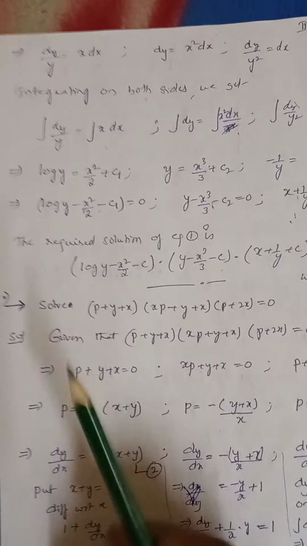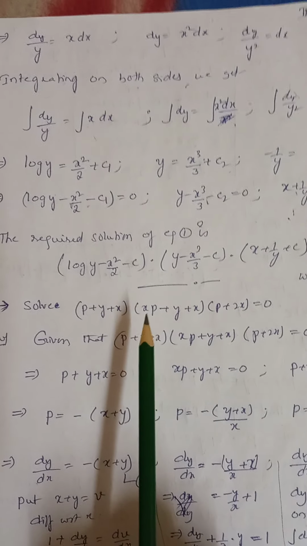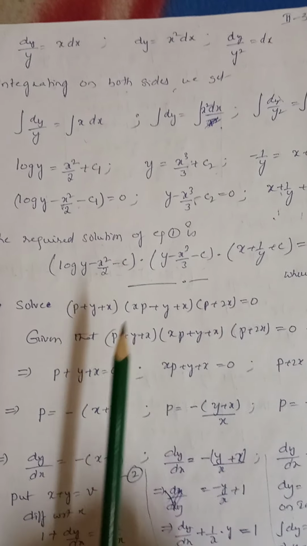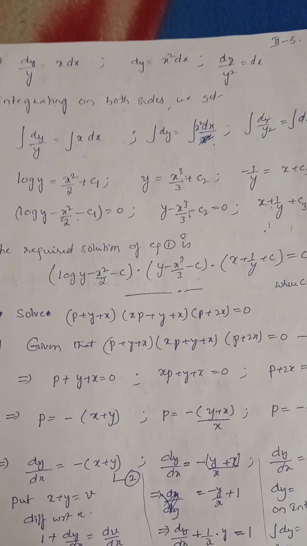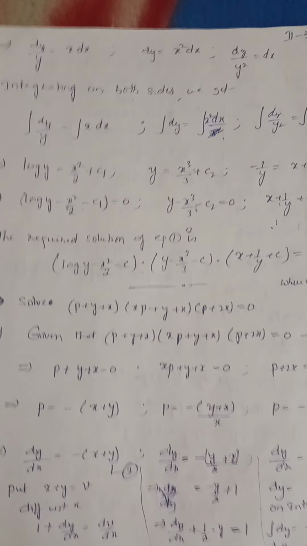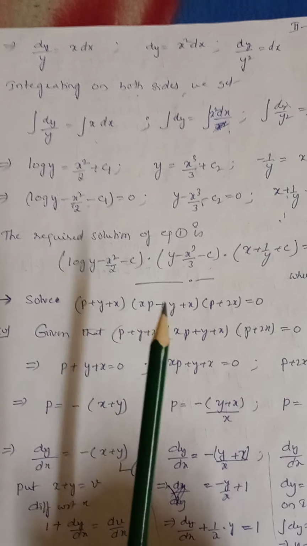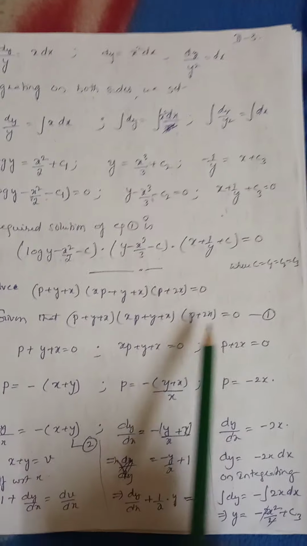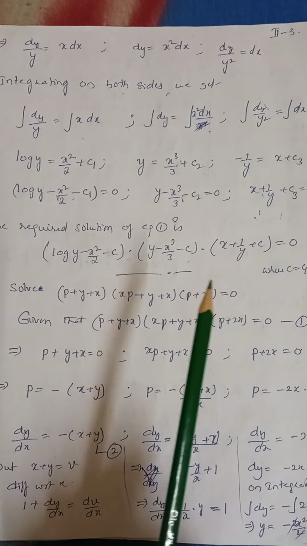In the second one, solve p plus y plus x into p plus x into p plus 2x is equal to 0. Again we have to solve this given differential equation for p. First of all, always remember we have to write the given data, it's compulsory. Given that, this entire differential equation we have to write. We call that equation number 1. The factors are already given to you.